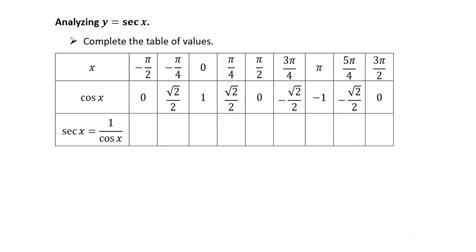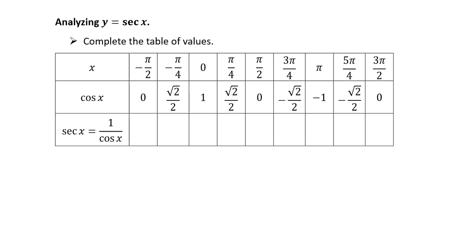Now let's look at the secant graph. Let's analyze y equals secant of x. Completing this table of values, I have several angles lined up here, and I have the cosine values of those, because we know that secant of x is 1 over cosine of x. So we simply need to take the reciprocal of each of these values.